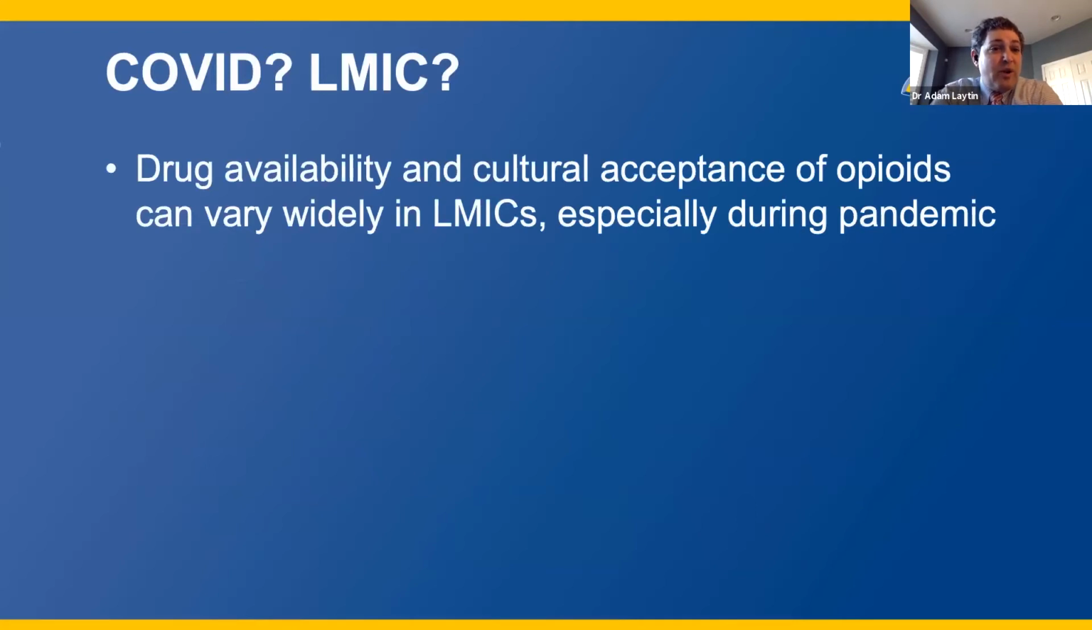So how do we adapt this for the COVID era and for low and middle income countries? Well, we know that drug availability and cultural acceptance of opioids can vary widely in low and middle income countries. We have had to face drug shortages and change our analgesic regimens in the early COVID wave that we had in the United States in April, May, and June, and drug shortages were a real problem for us to deal with. One way that we addressed that was using less IV infusions and more enteral routes, so giving morphine or oxycodone through a feeding tube for mechanically ventilated patients.